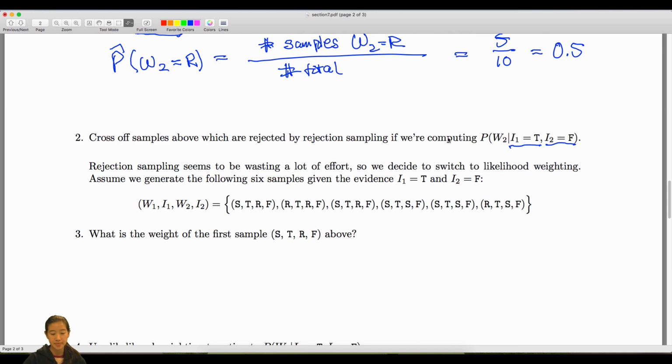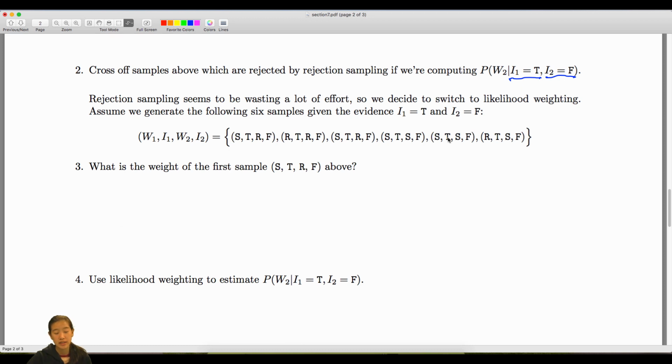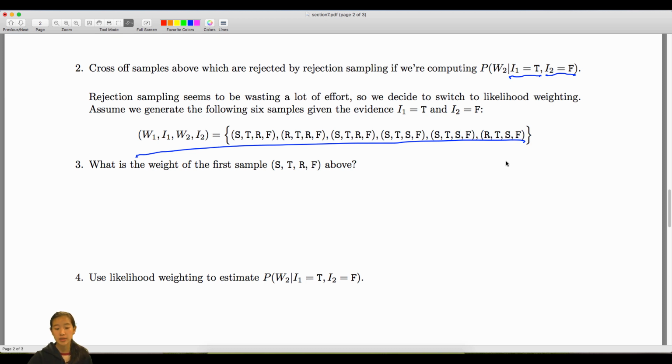So instead, let's use a better sampling technique. This one is going to be called likelihood weighting sampling. They give us that they generated these samples for us, which is very nice. So now we don't have to generate them ourselves, but we do need to calculate the weights of them. You can think of likelihood weighting sampling as the weights being us hallucinating these samples. So if these samples are more likely to occur, we're going to pretend we saw a lot more of them. If they're less likely to occur, we're going to pretend we saw fewer of them. So just jumping right in.